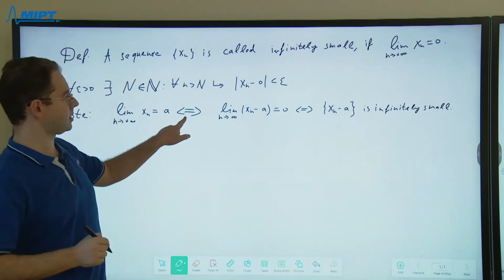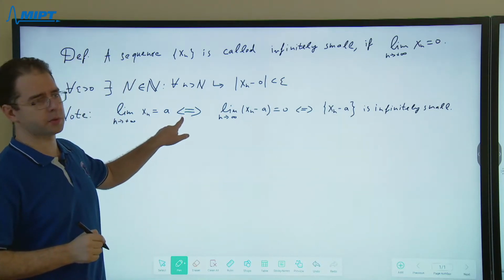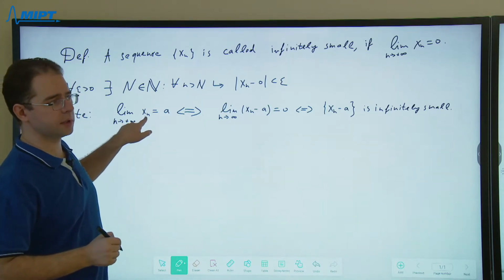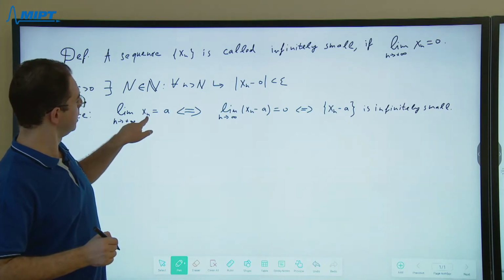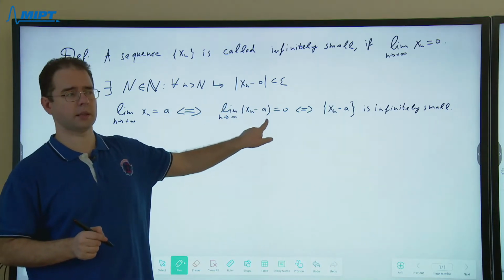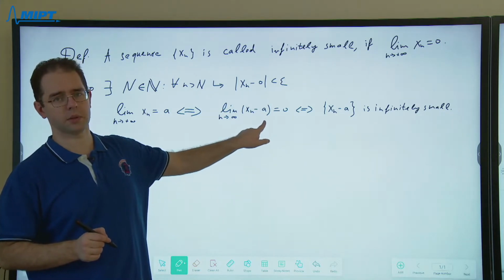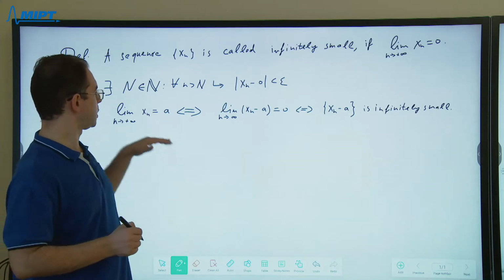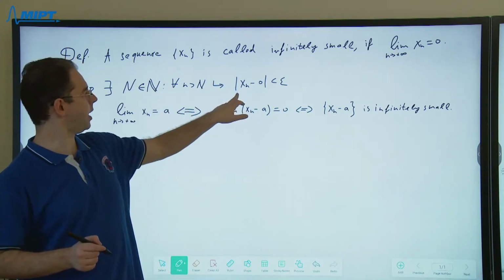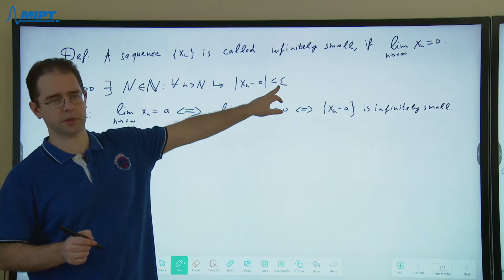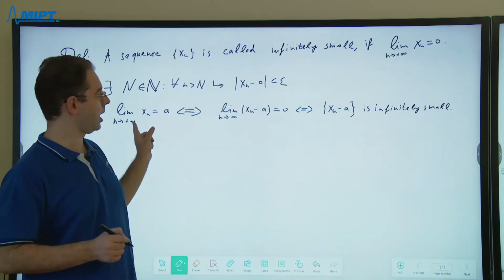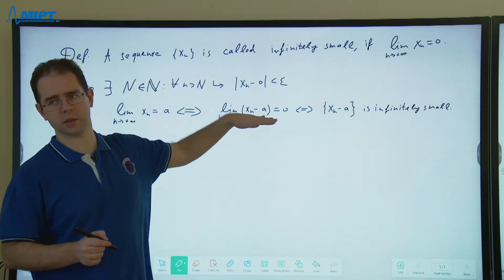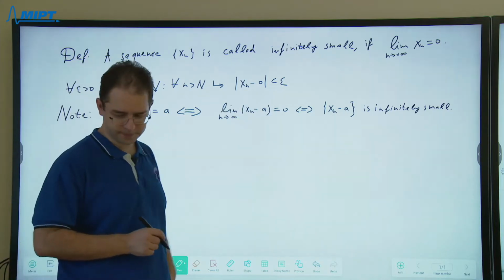This first part is very easy to prove just by writing the definition. Let's write the definition of this limit being a and write the definition of this limit being 0. And we will see that we have the same statement. At the end it would have the absolute value of xn minus a less than epsilon in the first case, and minus 0 in the second case. You can write it down and see. Very easy.